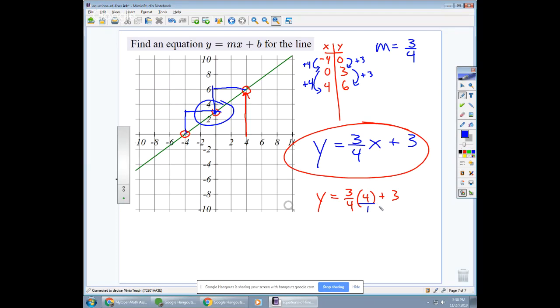Well, let's see. The 4 cancels, right? Because 12 over 4 is 3. And 3 plus 3 is 6, which is what the point identified was earlier. So yeah, I think I got the right line.